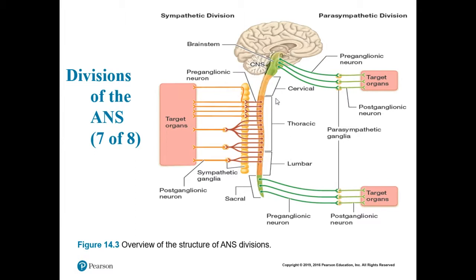But this is essentially what it comes down to. This is why the sympathetic division has a shorter preganglionic neuron and a longer postganglionic neuron. All right. Now, also notice the origin of the sympathetic nervous system. The origin is mostly thoracic and lumbar. Right. So it occupies the entire thoracic spinal nerve area, if you will, as well as part of the lumbar region. This is where the sympathetic nervous system originates from.